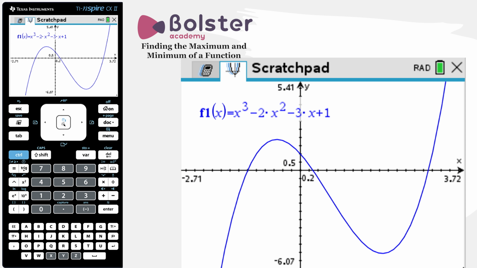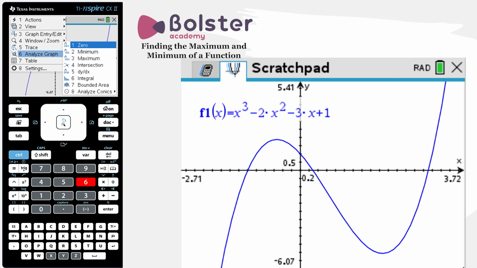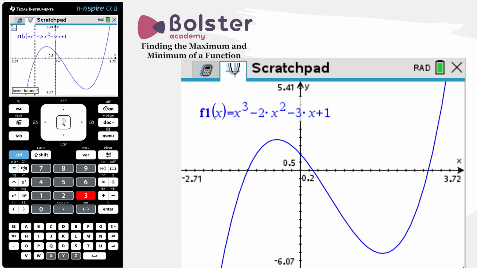So where is this likely to come up in a question? Well, imagine the following graph: x cubed minus 2x squared minus 3x plus 1. So this is a cubic function. And imagine that you've been asked to find the local maximum point on this graph. So I would just go into Menu, I'd hit Analyze Graph number 6, I'd hit Maximum number 3. I choose a lower bound to the left of the local max, and I choose an upper bound to the right of the local max.